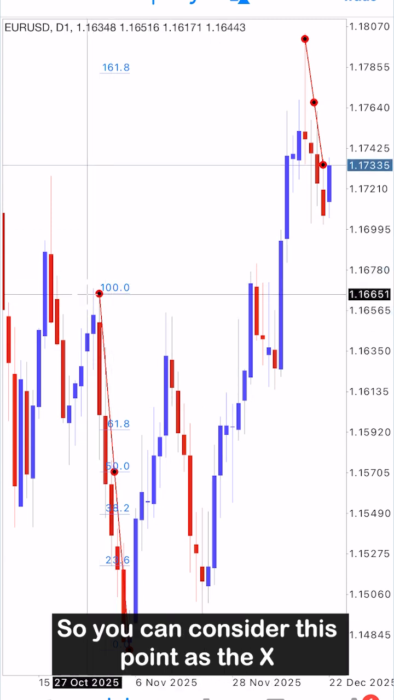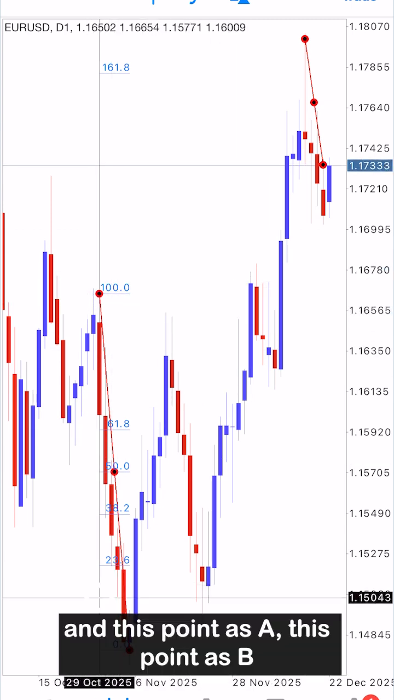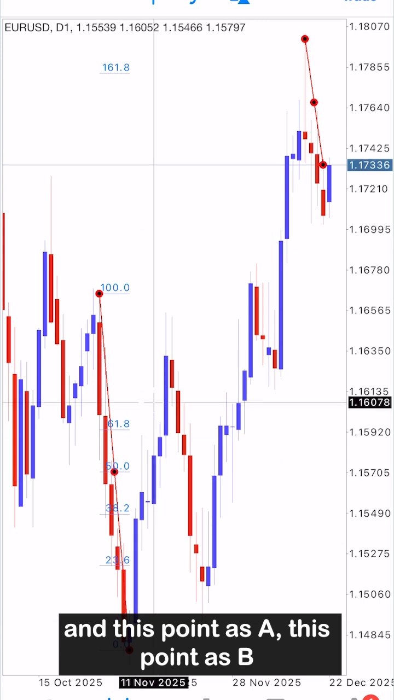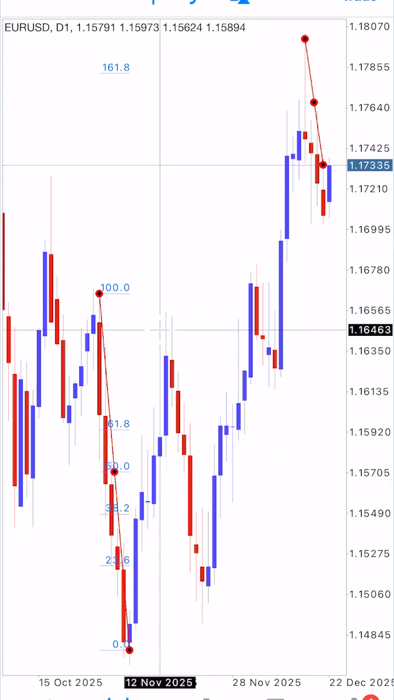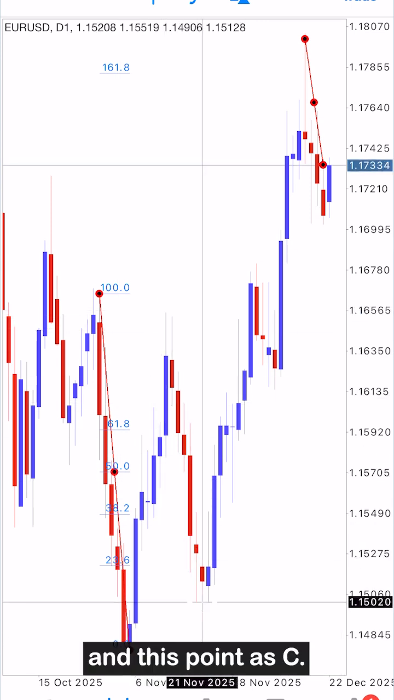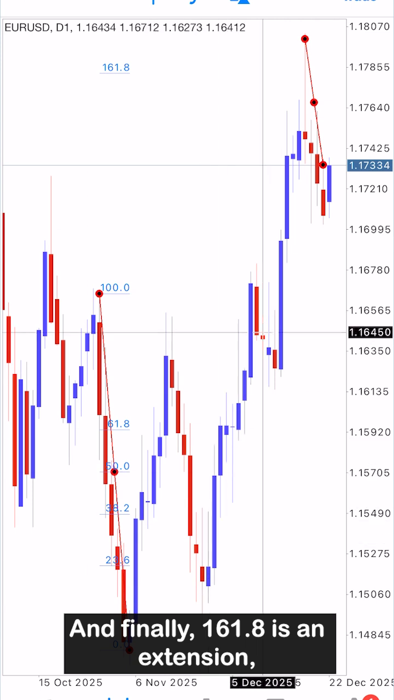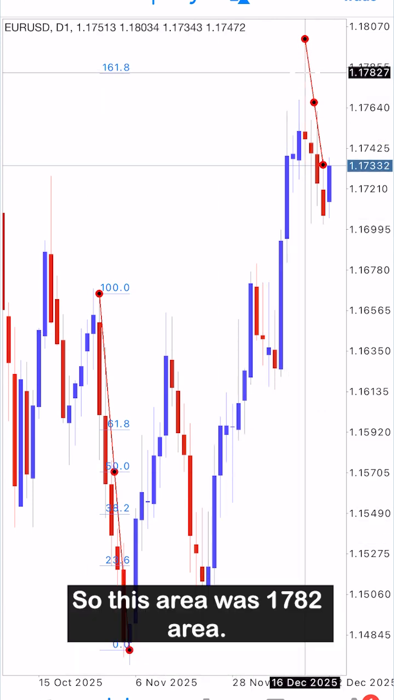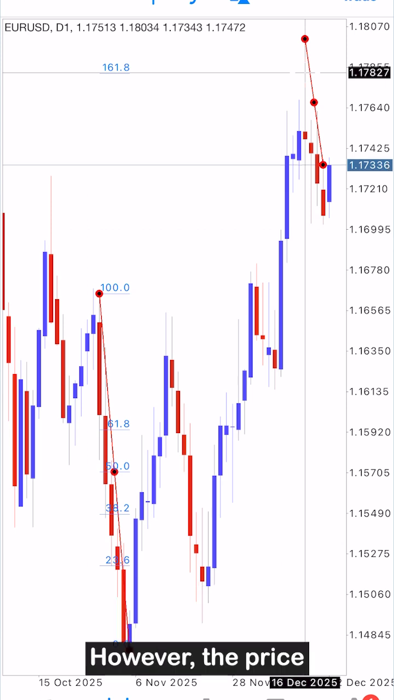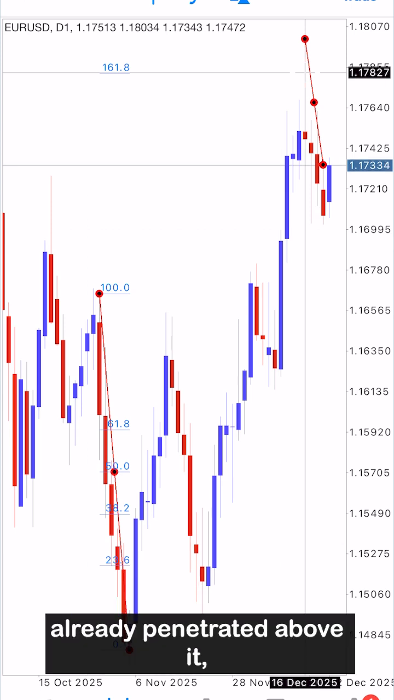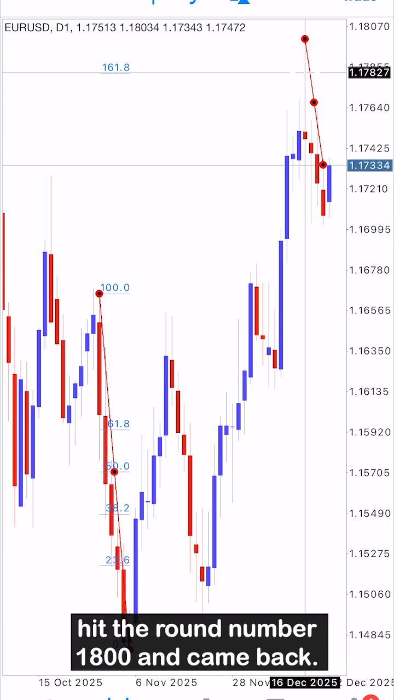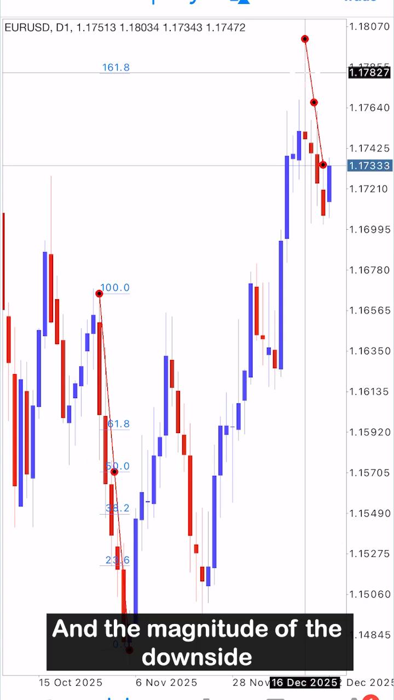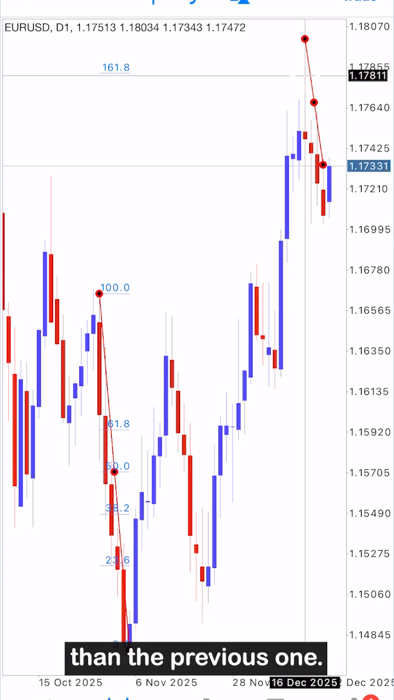So you can consider this point as the X, and this point as A, this point as B, and this point as C. And finally, 161.8% extension, this point as D. So this area was 1782 area. However, the price already penetrated above it, hit the round number 1800 and came back. And the magnitude of the downside this time is bigger than the previous one.